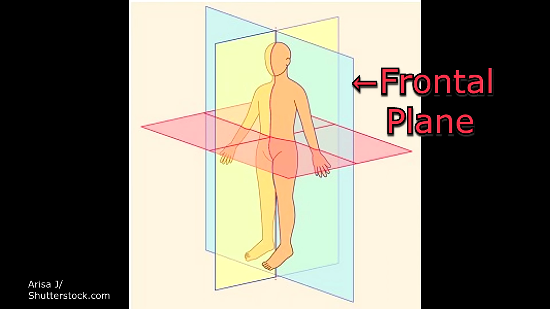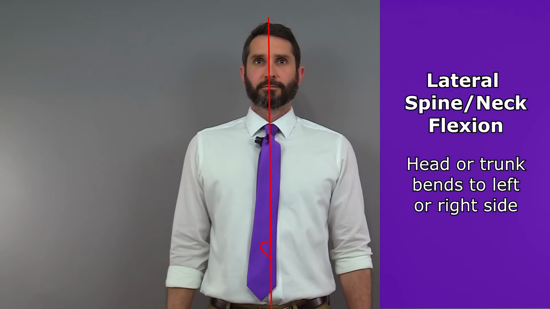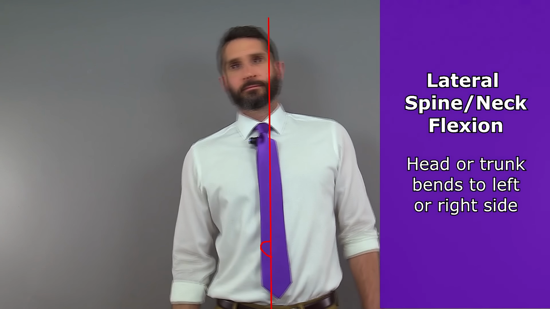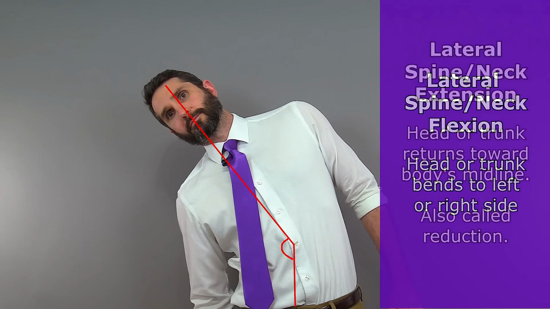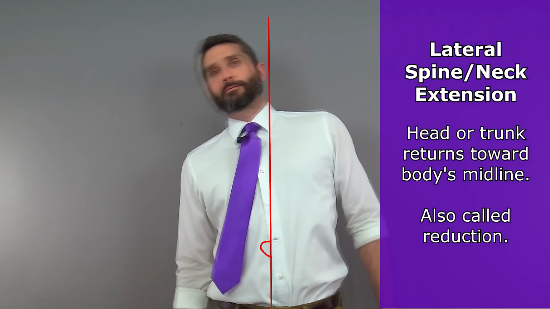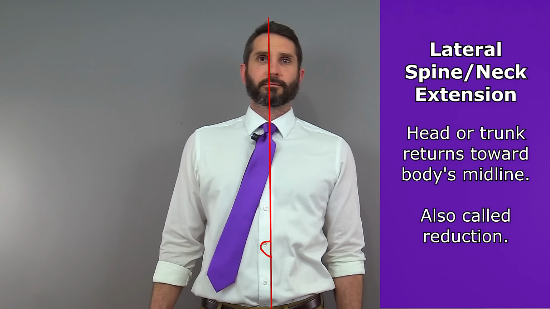The vertebral column can also experience flexion within the frontal plane. For example, if you bend the spine to the left or to the right, that's called lateral flexion, and movement back toward the anatomical position is called lateral extension.